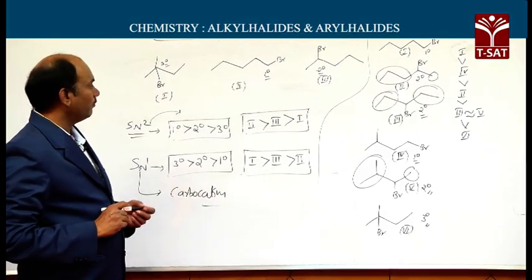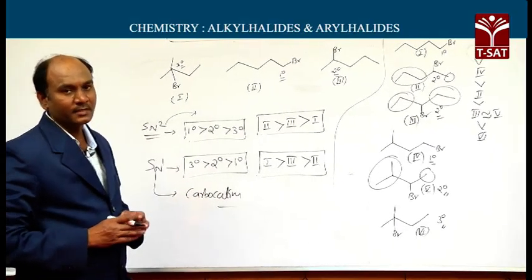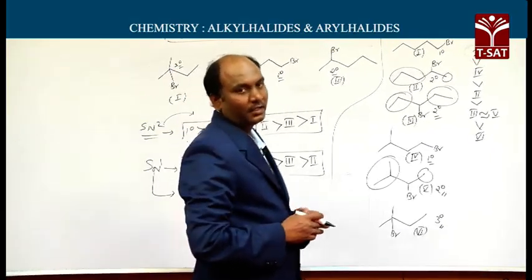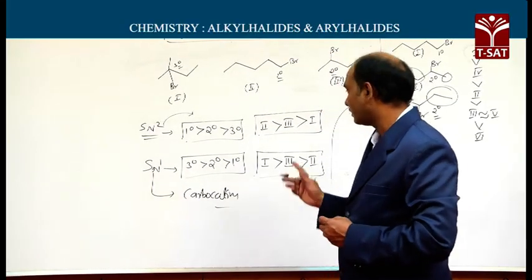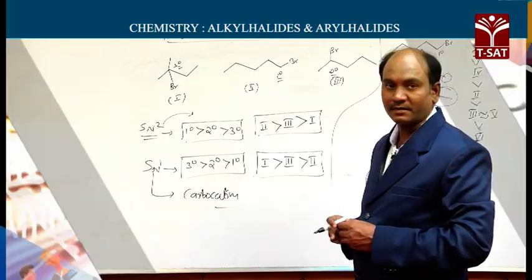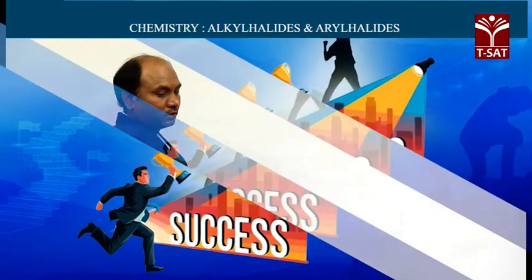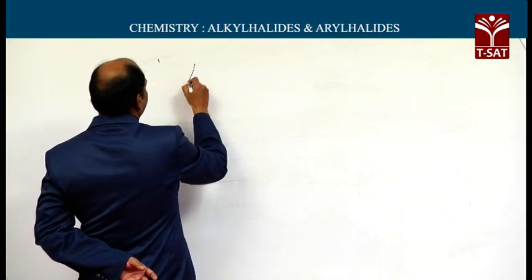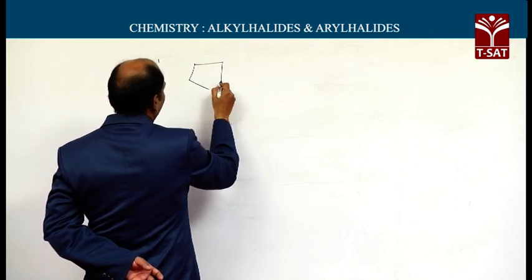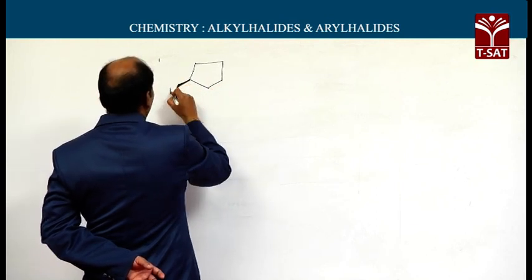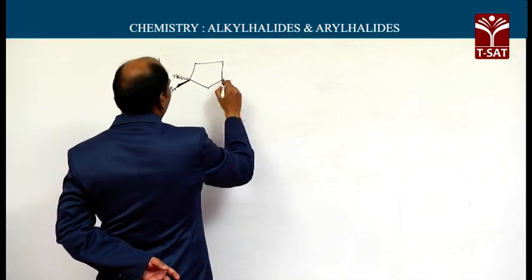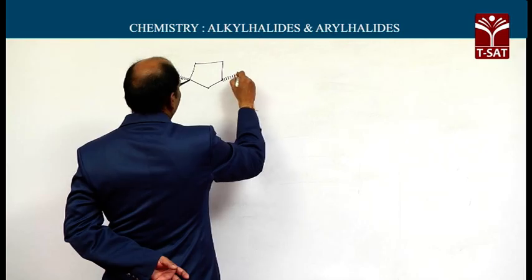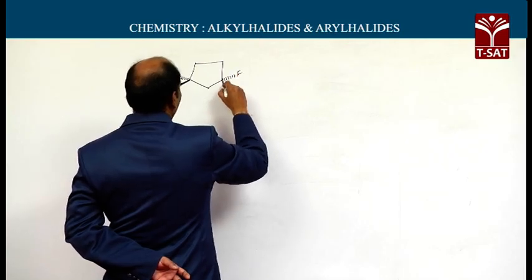So SN2 mainly depends on steric factor. SN1 mainly depends on carbocation intermediate. So this is SN2 and SN1 reaction. Now let us discuss some more examples on SN1 and SN2. Here we have Br, at the back side we have hydrogen, and here we have fluorine.